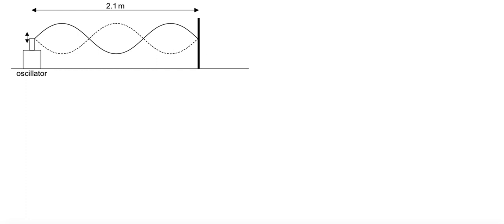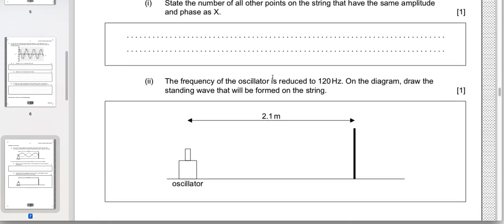Okay, so let's look. 2.1 meters. What does it mean? It means that this part, 1/3, has 0.70 meters. So this part, 1/6, has 0.35 meters. So the point with displacement x is somewhere here. The task is not where it is, but how many other points of the same phase are in this wave. Remember, the same phase means in a different wavelength, so the difference must be one wavelength. So we have only 1 point. So the answer is there is only 1 point of the same phase and the same amplitude on this string.